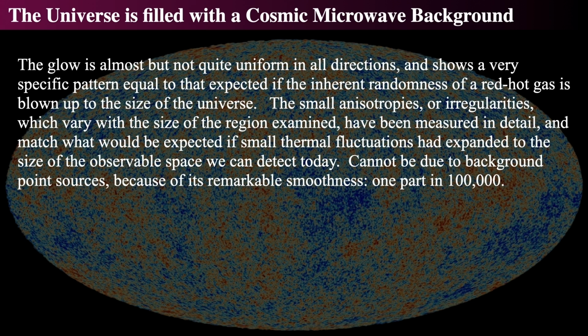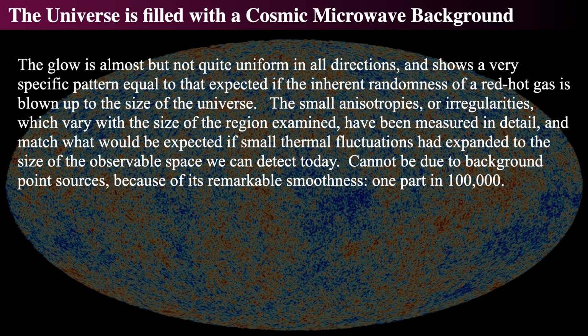They found the predicted radiation that should be there if the universe had a birthday and went through a hot, hot, hot, dense phase, just like we described at the beginning. So now, this glow that is there, that is from the Big Bang, shows a specific pattern that would be equal to if you had random hot gas blown up to the size of the universe. There are tiny, tiny, tiny anisotropies or irregularities or differences in temperature between one direction and another, and some of them are on one size scale and some are on others. And what you find is that they actually match what you would expect if you have tiny thermalized fluctuations and expanded the size of the observable space to what we see today.